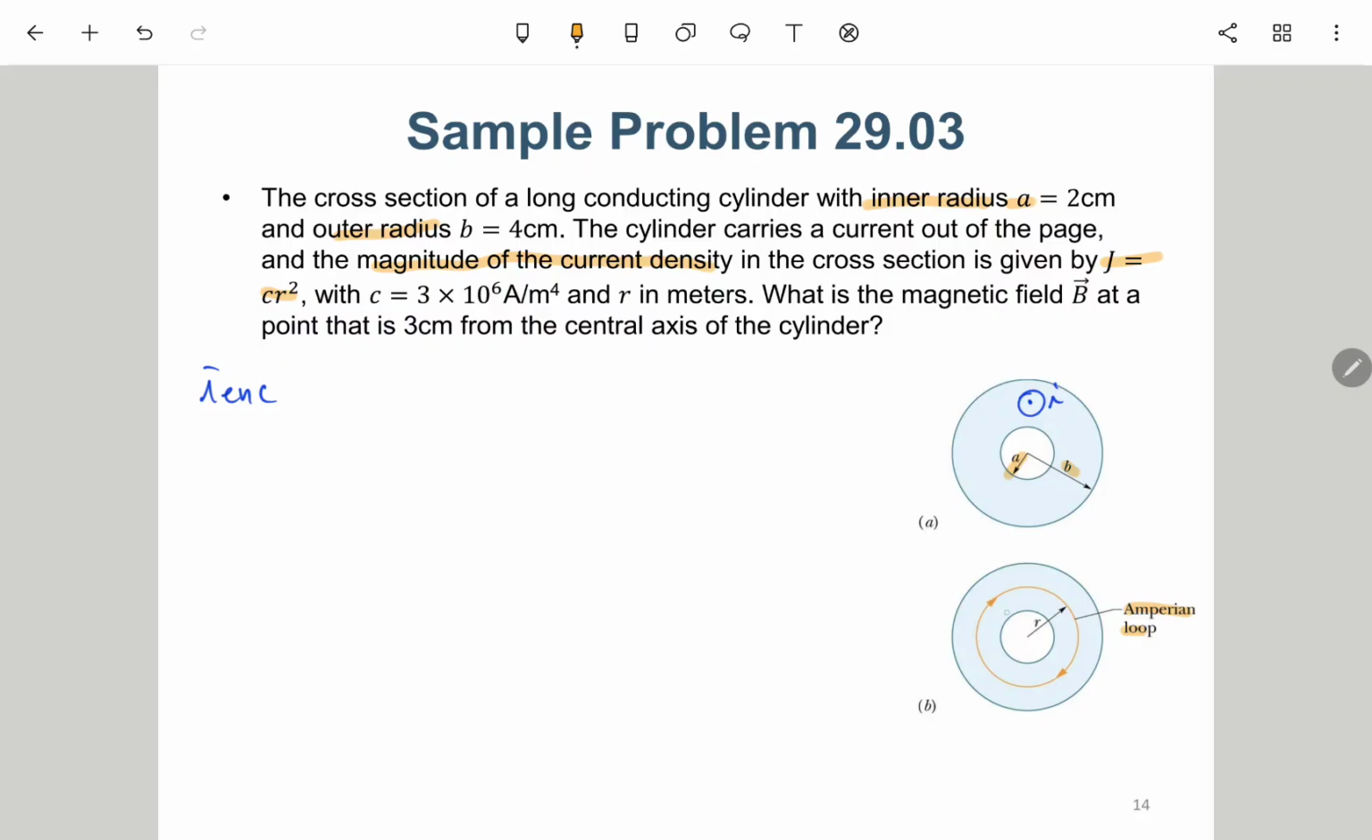First we need to determine the I enclosed, which means that only this part will count. The outside part of the current won't count. So in this case, I enclosed will be the integration of J dot dA, because this is the cross-section area. We can determine dA to be also pointing out of the page, so J and dA are parallel to each other. J dot dA will be J times dA, so I just skip through these steps.